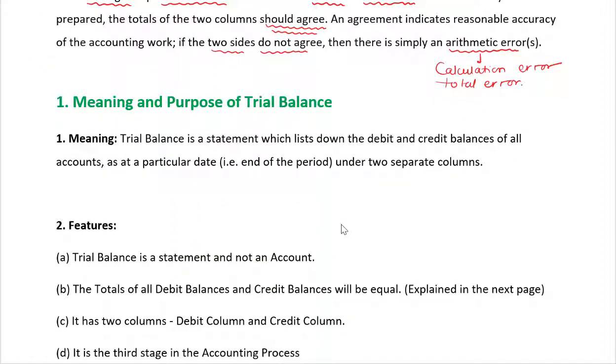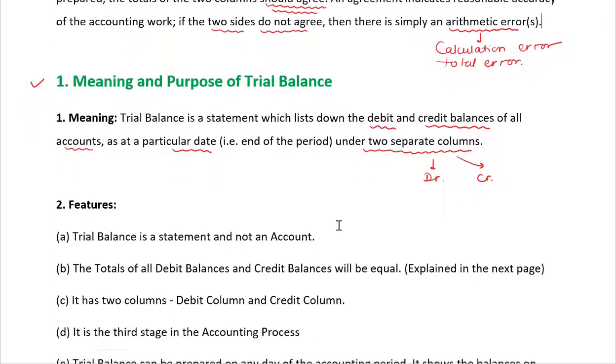Let's continue now. Meaning and purpose of trial balance. So, trial balance is a statement which lists down the debit as well as credit balances of all the accounts as at a particular date under separate columns. That means what? We have a debit column and we have a credit column. So, these two columns, that is the debit column and credit column, are separate.